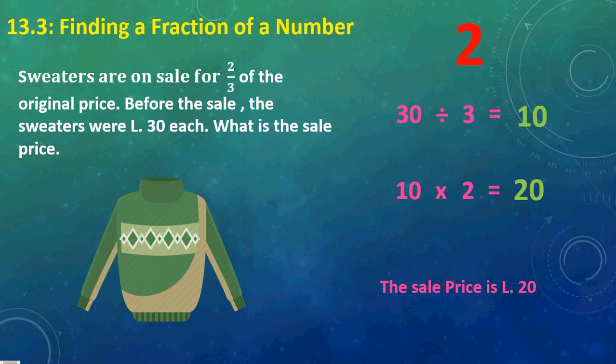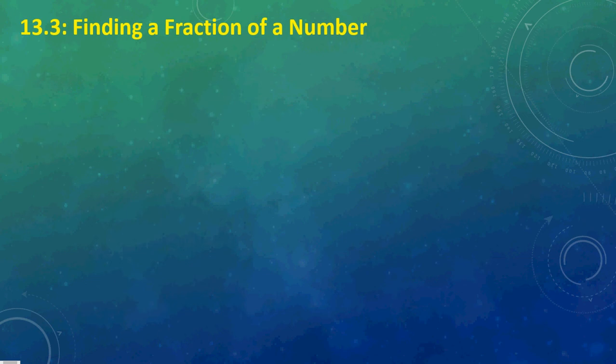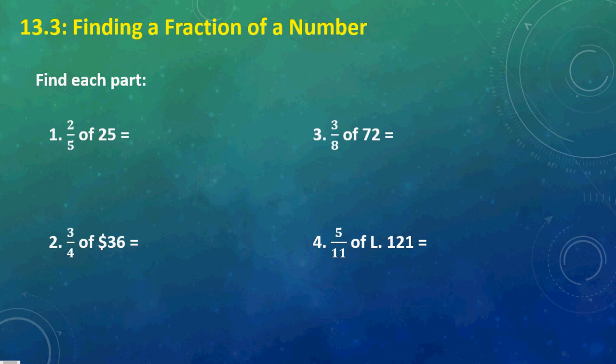Guys, every time we work with word problems, la respuesta la tenemos que dejar así, contestando la pregunta: what is the sale price? The sale price is 20 lempiras. Okay? Good job, guys. Let's do some more exercises, okay? For example, this instruction. We need to find each part or do the same thing we have done. We have 4 more exercises over here. Number 1, we need to find 2/5 of 25, or 2 over 5 of 25.